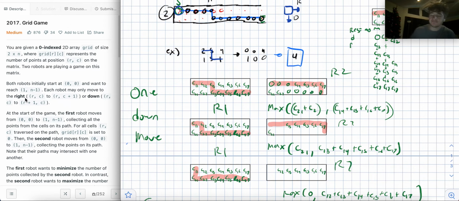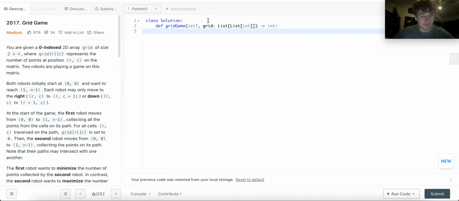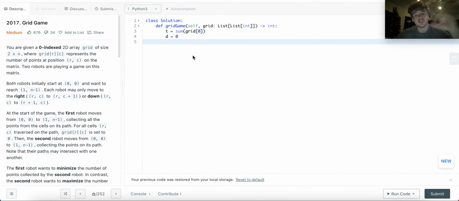All right. So let's go ahead and write the solution for this. Like I said, we want to keep a sum of the first row, and then we're going to look at each down move. We're going to have what we get if we went down, which starts at 0, and then what we get going right is actually this sum, t, and we'll just subtract from it as we go. Now we'll look at each spot at which we could actually make the down for the first robot.